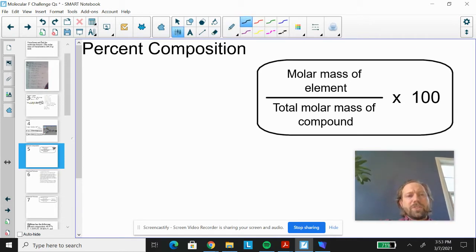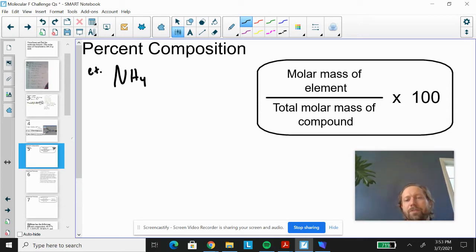So percent composition, what this is you're asked, by mass, what is the percentage of each element in a given molecule? So for example, if you want to know the percent composition of, say, NH4, if you want to do that by mass, then you do each element.